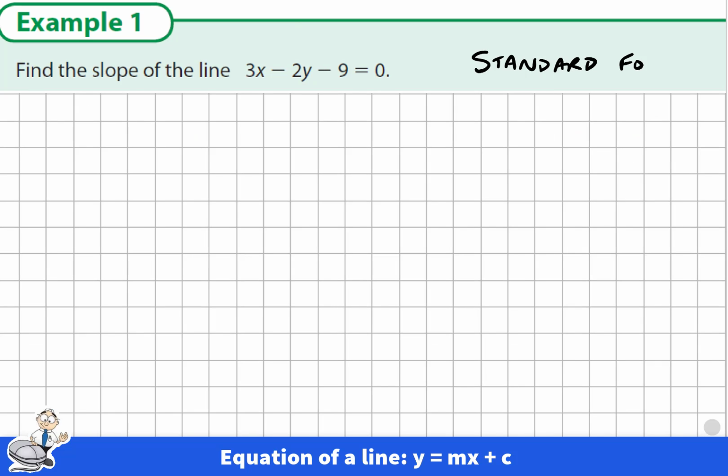So this is called the standard form of the equation. When it's written like this, with the x bit, the y bit, the number bit equals 0, that's the standard form of the equation. For me though, to answer the question, what's the slope? I would not like it in the standard form. I'd prefer to have it in what we call the slope-intercept form. So I'd like to manipulate this equation so that y is equal to mx plus c. This version is called the slope-intercept form.